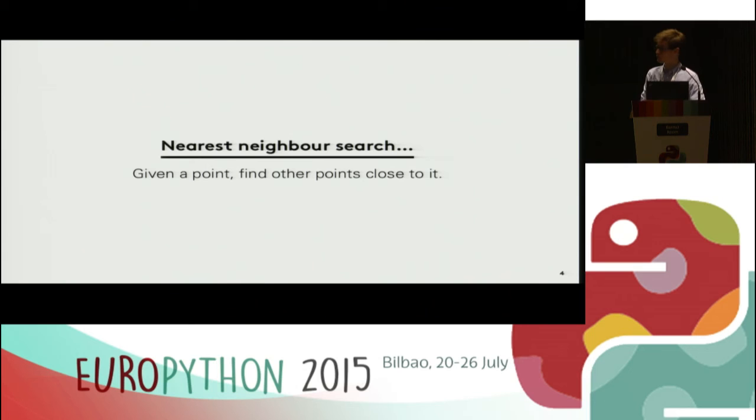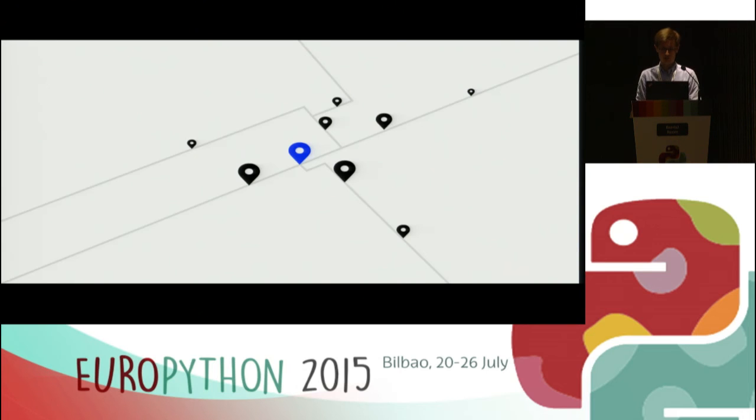And I'm going to be talking about nearest neighbor search. So nearest neighbor search is very simple in principle. Basically, you have a point, and you want to find other points that are close to it. So the most obvious application is obviously maps. That's something we use every day. You've got, let's say, your location on a map, and you want to ask Google or Bing or whoever you want to ask, what are the nearest restaurants to me, or what are the nearest cafes, and that's what it does.